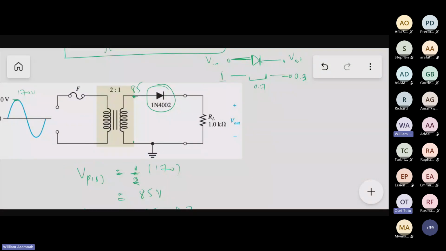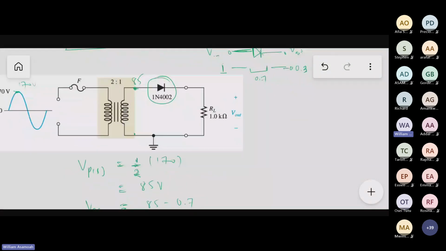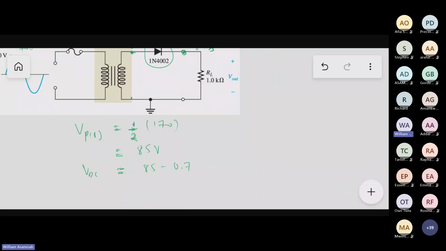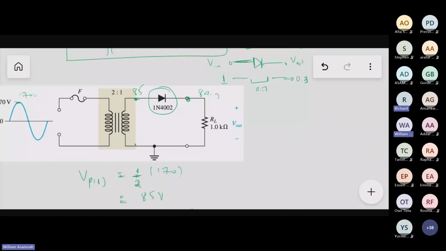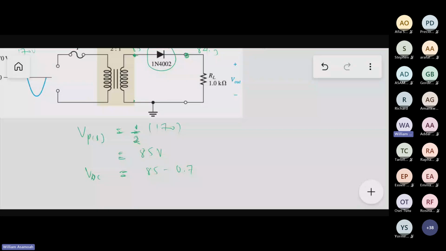9.3. So if I give it 85 at the input here, so here from the mains is 85 because it steps it down, the input will be 85. What will be the output here? 84.3. That will be the maximum that the resistor would get. So that will be the maximum DC output voltage at the output. So V out peak.